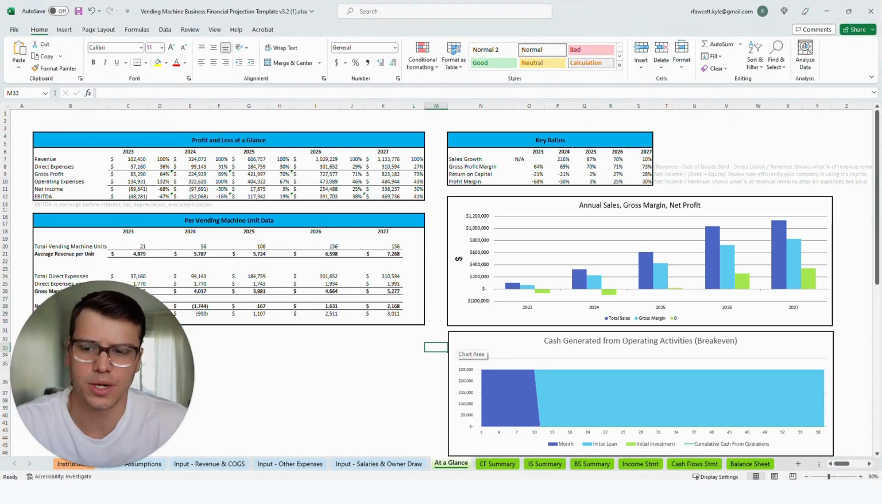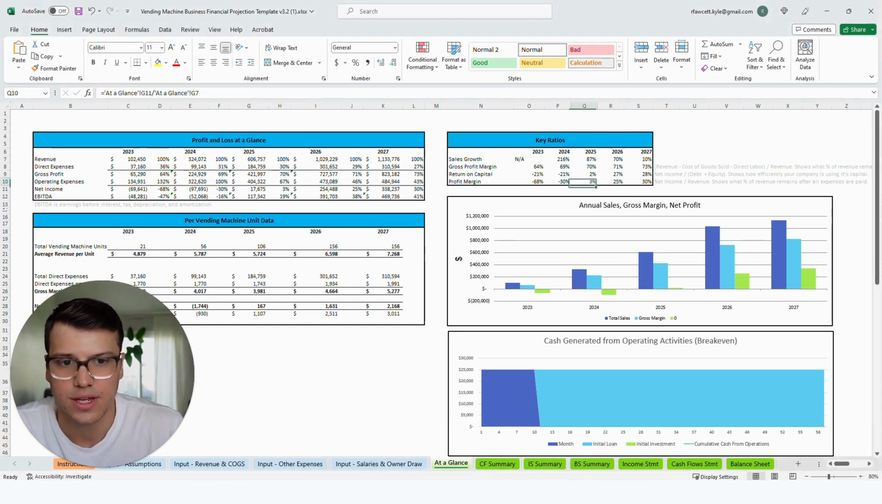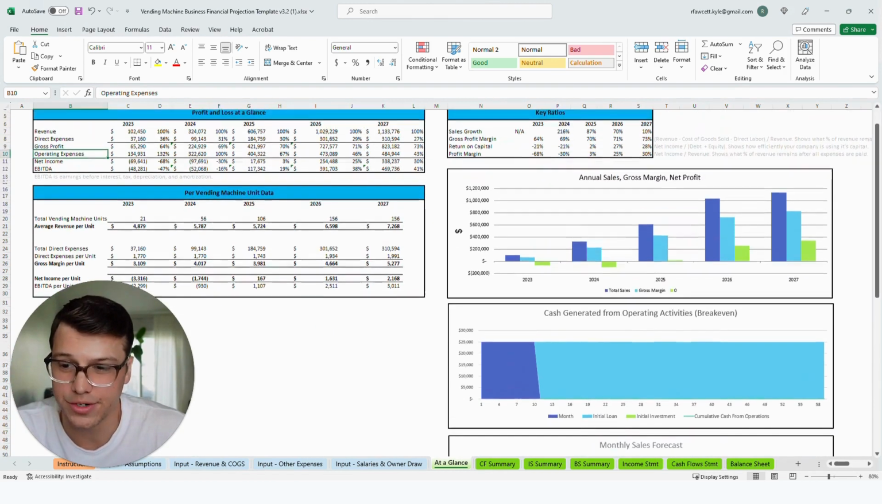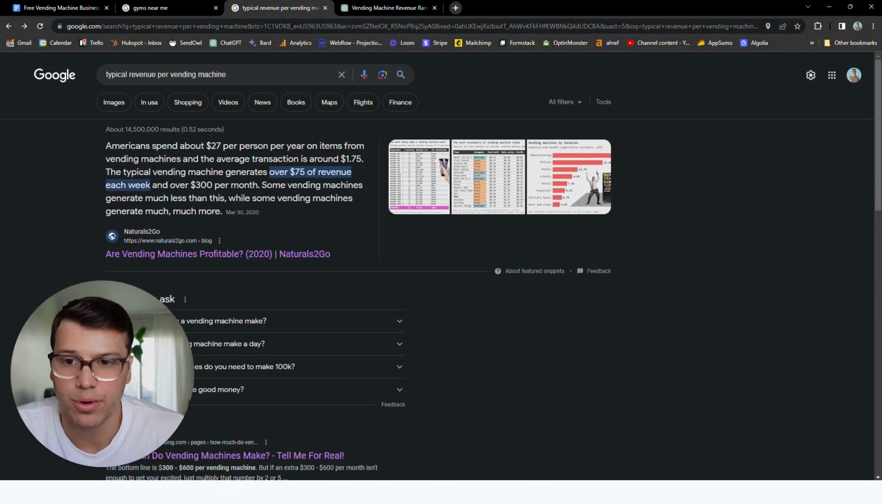Now, these numbers are going to match up a little differently than what's in the business plan, just because that was a pre-filled example. This is just the base version of the template, so this is how it would come if you purchased it. But one thing it does that's really nice is create these key numbers. And any of these numbers, you can go out and research them. So here's an example. Typical revenue per vending machine is over $75 per week, so over $300 per month. And I would say that's probably on the low end.